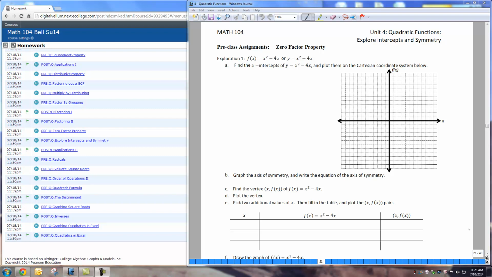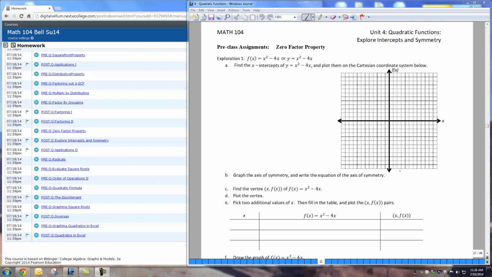Hello everyone, this is your fourth video for Unit 4, Quadratic Functions. What we'll begin to do here is finding our zeros for our quadratic functions and beginning to graph them using other techniques that we'll learn in this video.